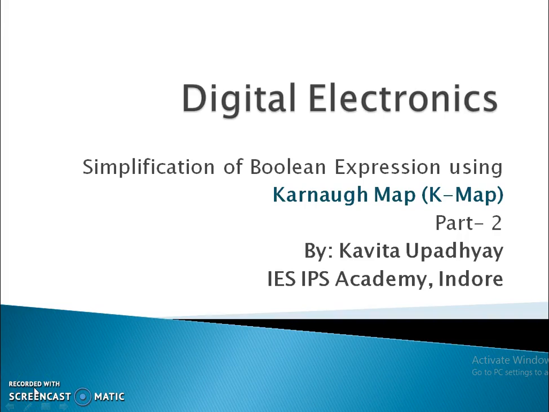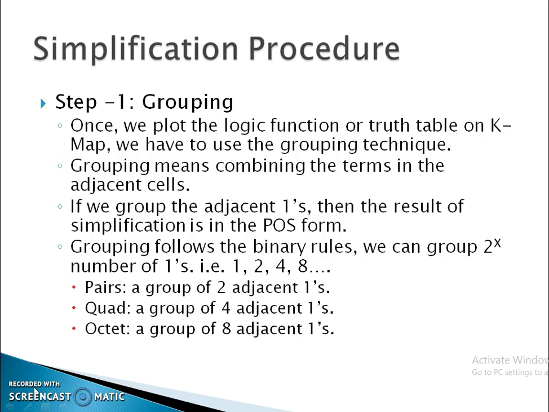Here in this part, we will see the simplification of Boolean expression using K-map. In part 1, we have seen the structure of K-map, how we will design a 2 variable, 3 variable and 4 variable K-map. That was in part 1. In this part, we will see the simplification of Boolean expression.